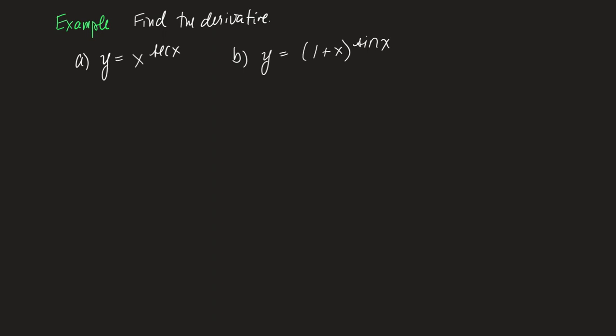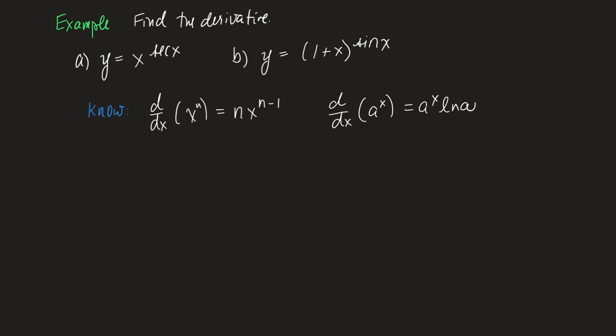In this video, I'm going to find these derivatives. Now first, recall that these are two things we know when we see something that looks like a power. So we know that the derivative of x to the n is n x to the n minus 1. That's when n is a constant.